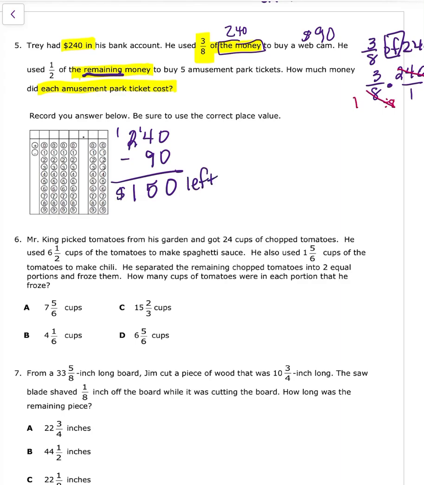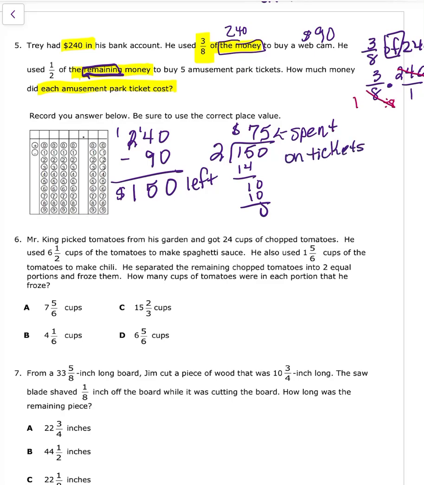Or another word for that is remaining. So he spent half of the remaining money. So how much was left? $150. So half of that, so to get half, we're going to divide it by 2. I believe it's going to be 75. Let's make sure. Yep. So $75 is what he spent on the tickets. Okay, that's what they asked us, right?